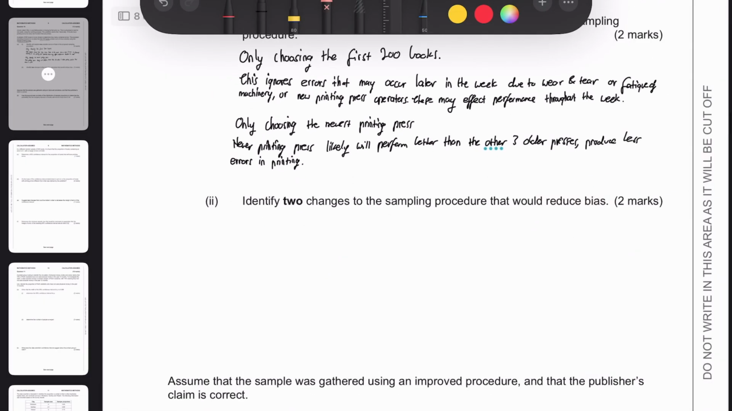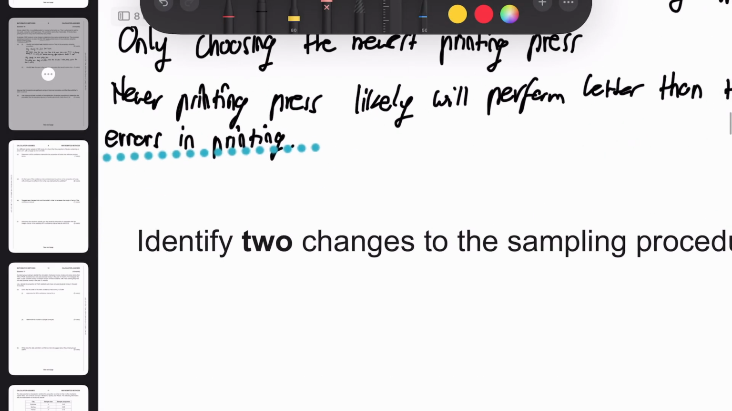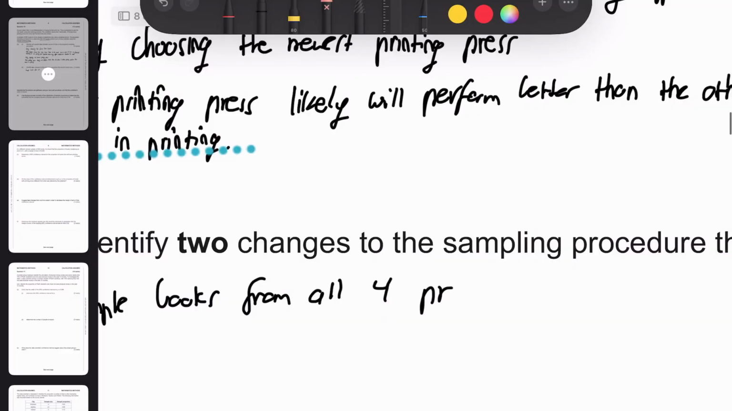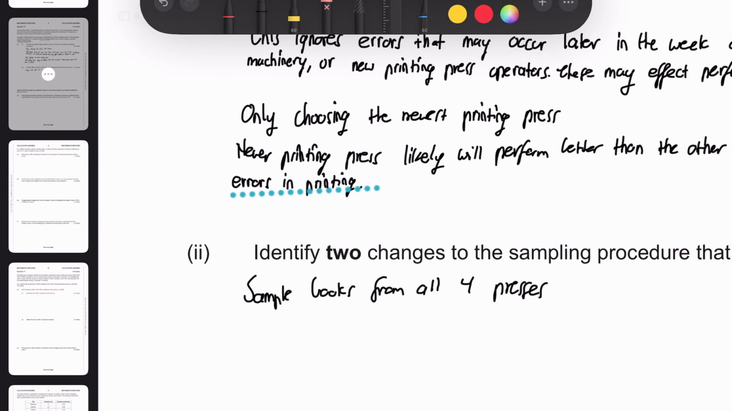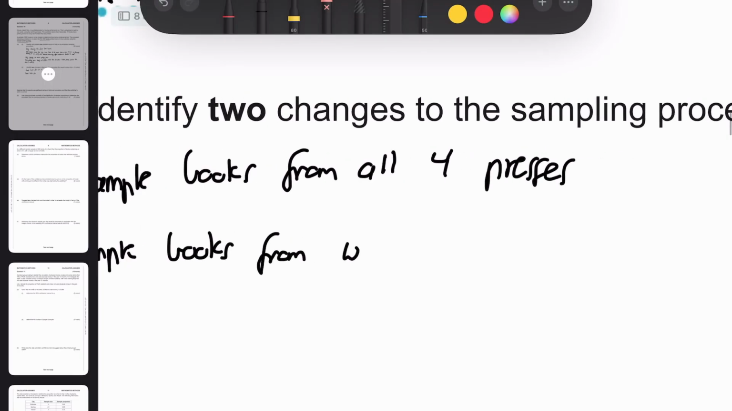Identify 2 changes to the sampling procedure that would reduce bias. So pretty much we just do the opposite of it. So we can sample books from all four presses, and then we can also take it throughout the duration of the whole week. So sample books from the whole week, the whole duration of the full week.